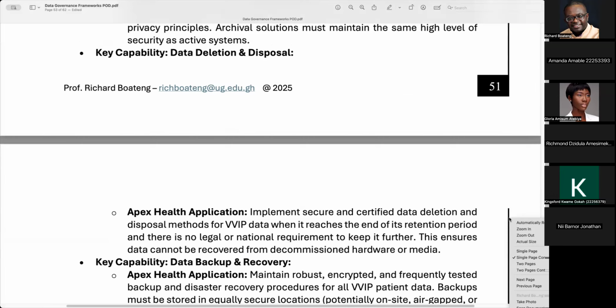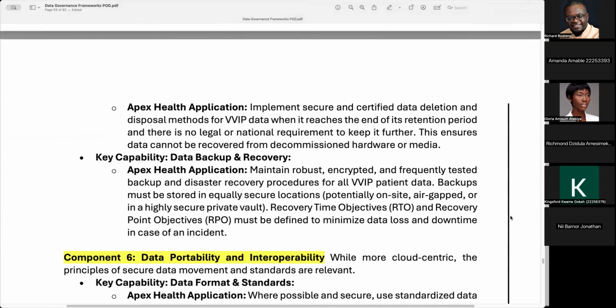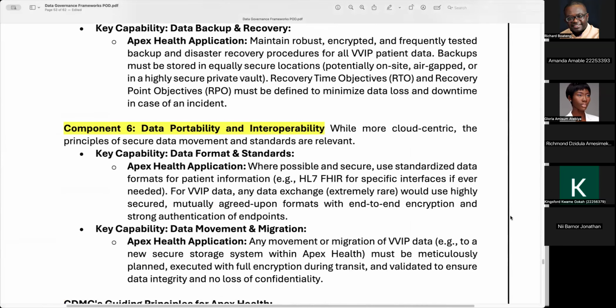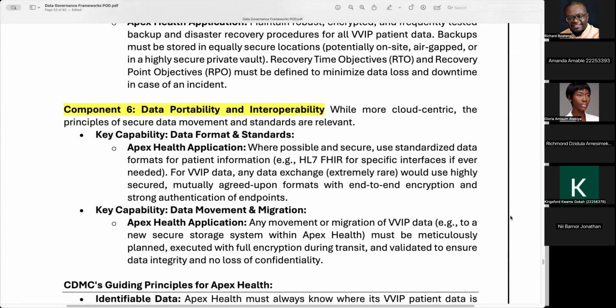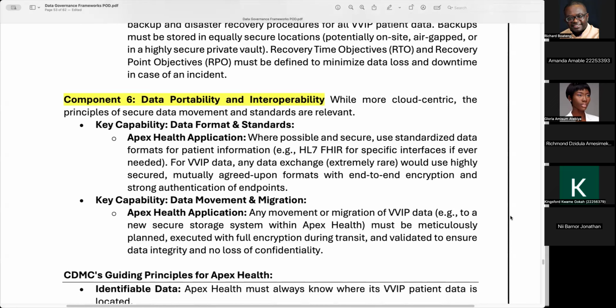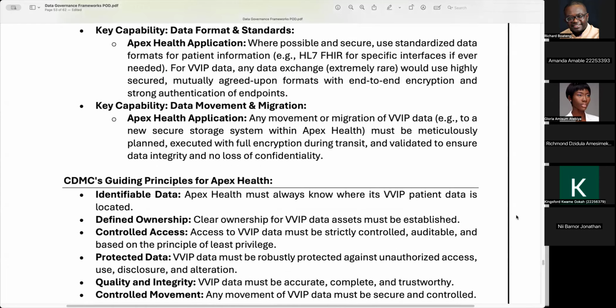And what about data portability and interoperability? That seems tricky with VVIP data. Extremely tricky and likely very limited in practice. CDMC guides having capabilities here, but they must be applied cautiously. Data format and standards capability encourages using secure standardized formats where possible, like secured HL7 FHIR, but for the extremely rare instances where VVIP data might need to be exchanged, for example, with a consulting specialist under strict agreements, it would require highly secured, mutually agreed upon formats, end-to-end encryption, and strong mutual authentication between systems.